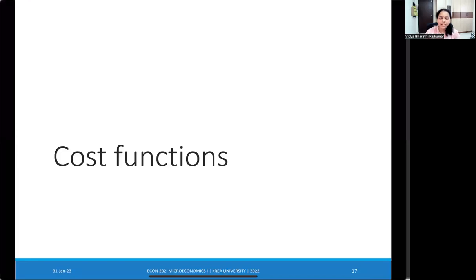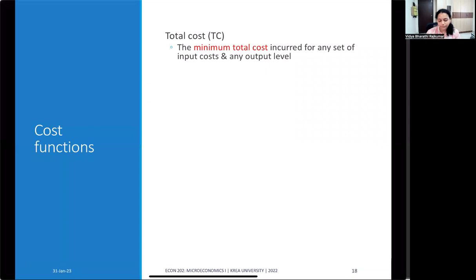Hello everyone. In this video, we're going to go over the concept of cost functions. Now, by definition, the total cost function gives us the minimum cost that we would need in order to produce a certain level of output.